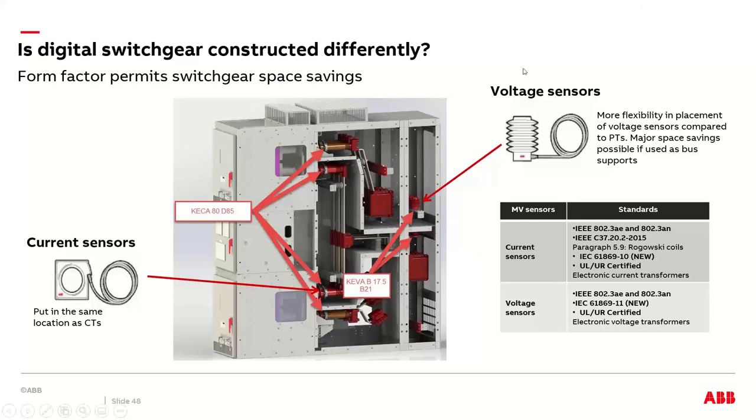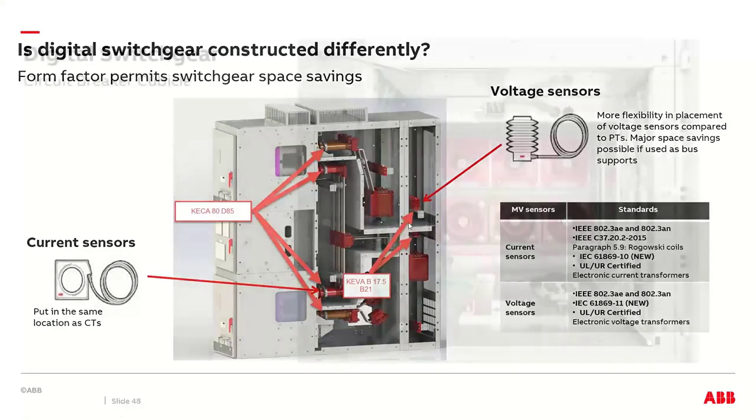But now, as you can see over here, if you can see the arrow on my screen, the voltage sensors go into the cable compartment at the back and can also be used as a bus support. So you see how small they are? So right now you're reducing one full section because the breaker can go here and the breaker can go here. So you're reducing the whole footprint by one section.